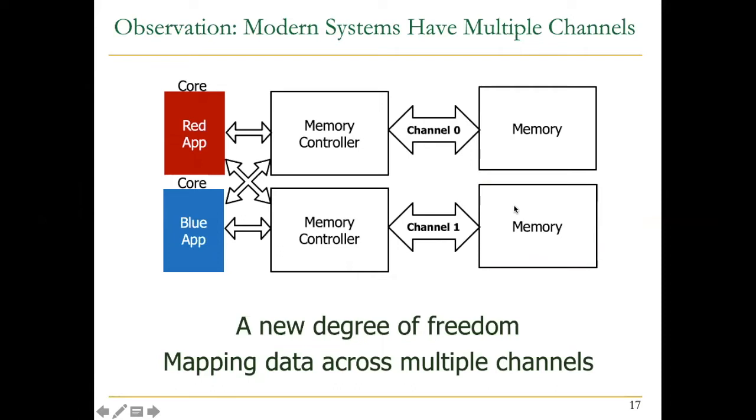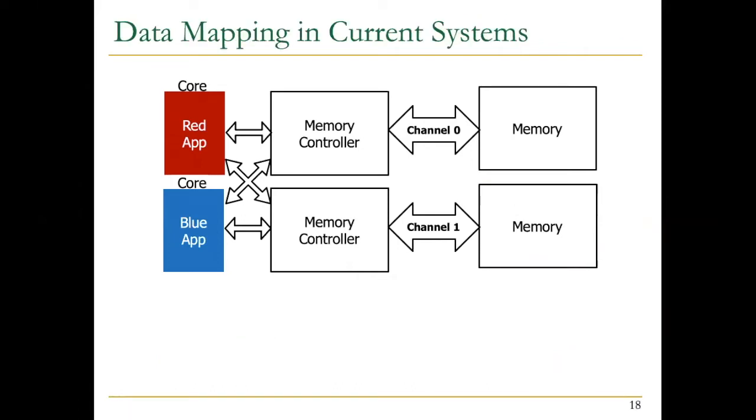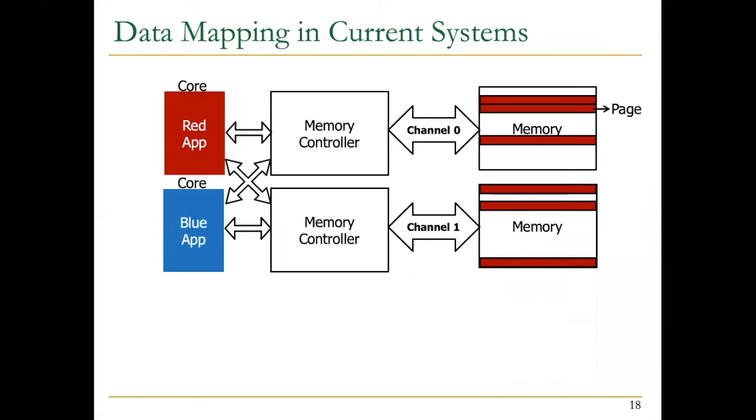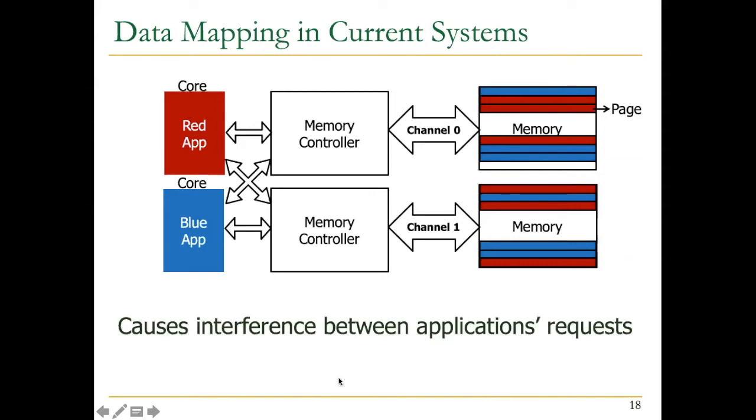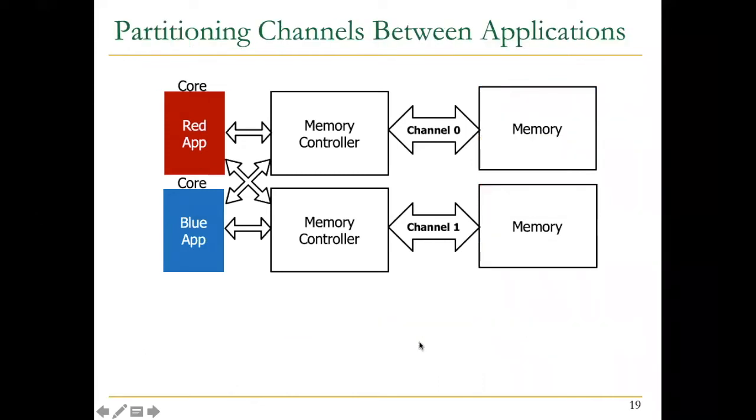Right? So let's take a look at how mapping is done in current systems before this paper was published. Basically, the red application's pages go to different memory controllers, and the blue application's pages also go to different memory controllers. As a result, applications interfere with each other in both memory controllers, right? Essentially, this is a mapping that's oblivious of applications to memory channels, right? It's not really considering interference of applications across different memory channels to do the mapping. This clearly causes interference between different applications' requests, but maybe we can do better, basically.